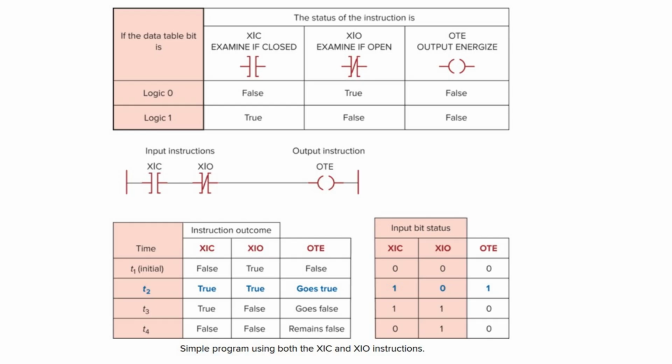The table at the bottom shows how the logic changes over time. At time 1, all instructions are false and the output is off. At time 2, both XIC and XIO are true, so the output turns on. At time 3, XIO becomes false, breaking the path, so the output turns off. At time 4, both inputs are false and the output remains off. This example demonstrates how the PLC continuously checks input bits, evaluates the rung from left to right, and updates the output based on whether the conditions of the XIC and XIO instructions are true or false.